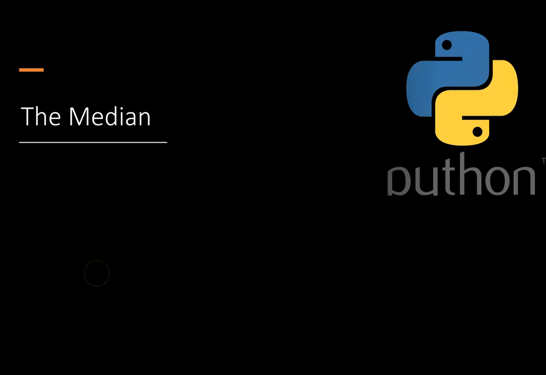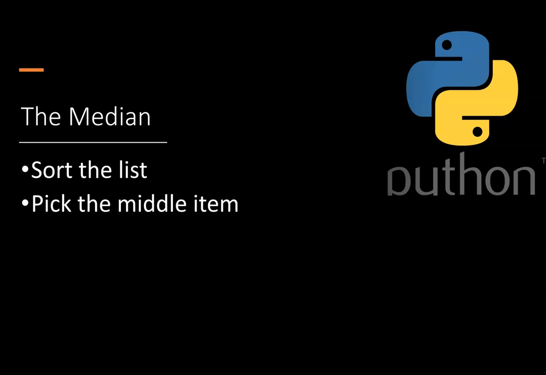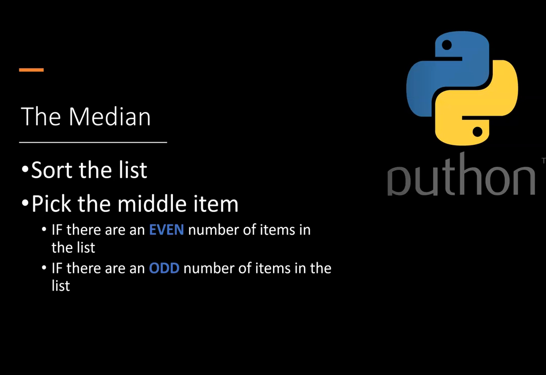The median is the middle item in the list, so we need to first sort the list so that we can find the middle of it. We then pick the middle item, and if there are an even number of items in the list, we need to actually realize that there are 2 middle items in that list. Therefore, we will take the average, or the distance between those two, divided by 2. And if there is an odd number of items in the list, we just simply pick the middle item.